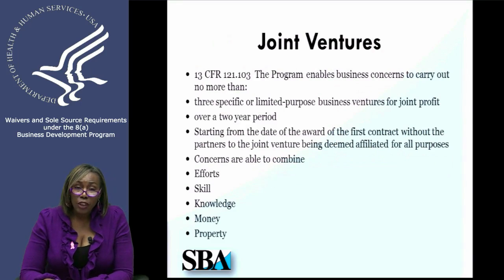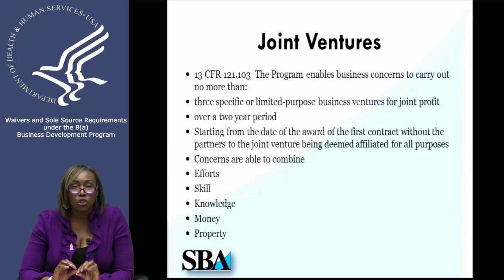The joint venture, you'll find, enables the business concerned to carry out no more than 3 specific or limited purpose business ventures for a joint profit over a 2-year period. This joint venture will start from the date of the award of the first contract, without the partners to the joint venture being deemed affiliated for all purposes. Okay? With this, those firms are able to combine their efforts, their skill, their knowledge, money, property, etc., in order to go after a specific requirement.